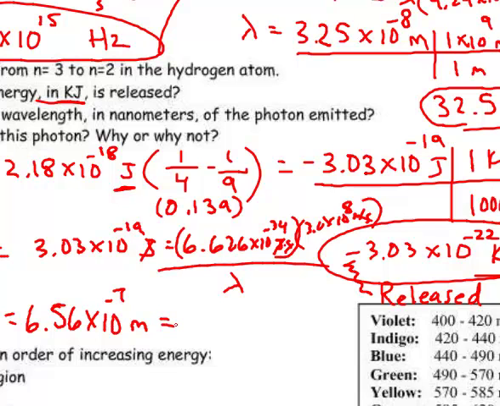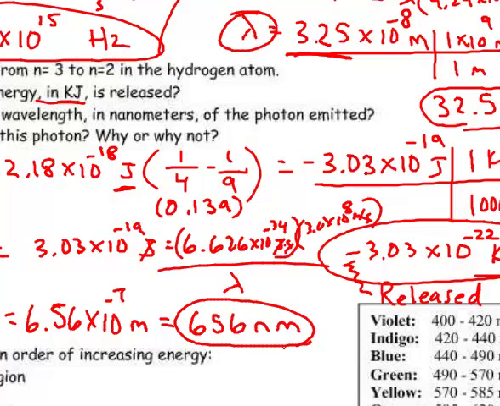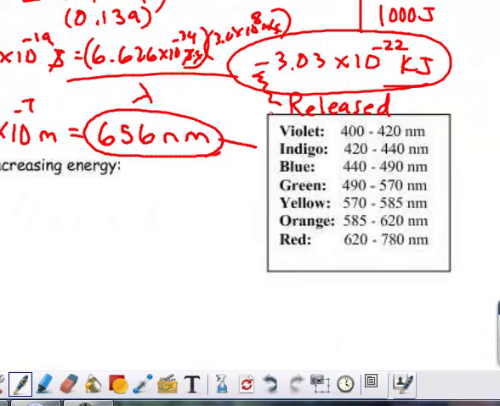We want to change that to nanometers. So we're going to do the same conversion that we did in the first question, where 1 meter is 10 to the 9th nanometers. So this comes out to be 656 nanometers. I'm not going to show the calculation just to save space. Now, right here is a chart of the visible spectrum. It asks, can you see this photon? The answer is yes, you can, because it falls within the visible range. It will appear red to our eyes, because it falls within the red range.